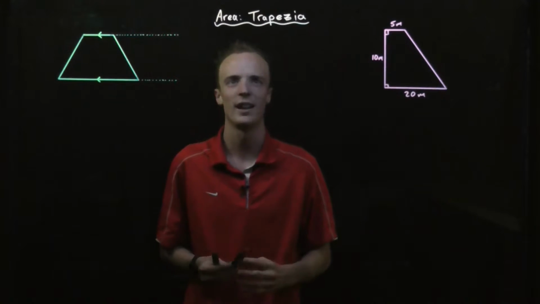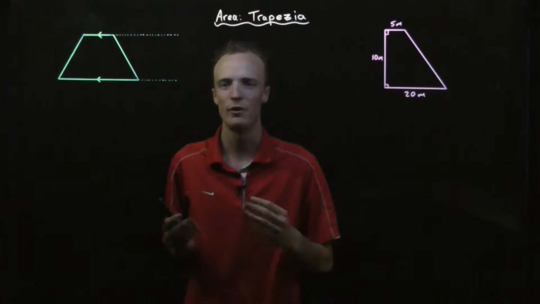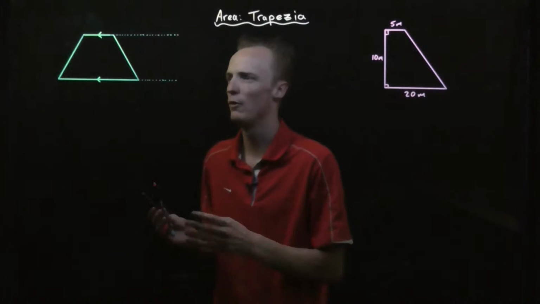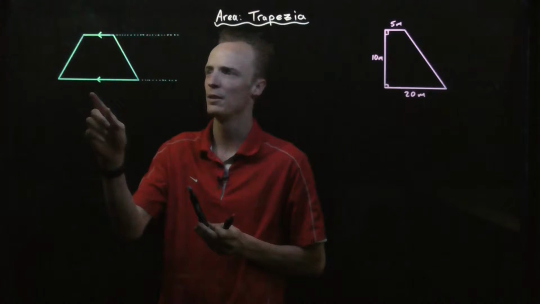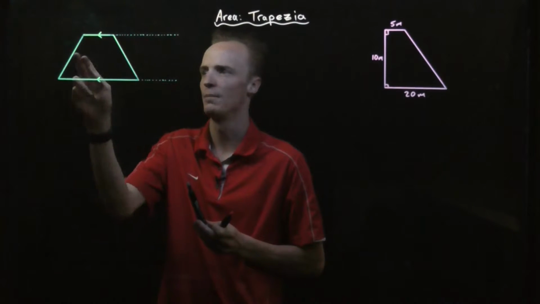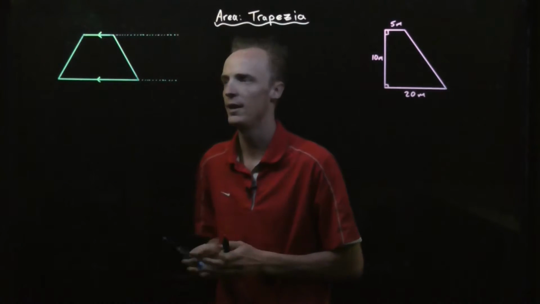In this video, I'm going to show you how to calculate the area of a trapezia. Now, a trapezia has the special properties of a quadrilateral where two sides of them are parallel and two sides of them are not, like the one that I've got here.